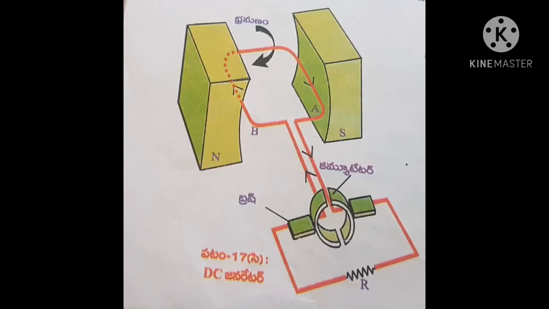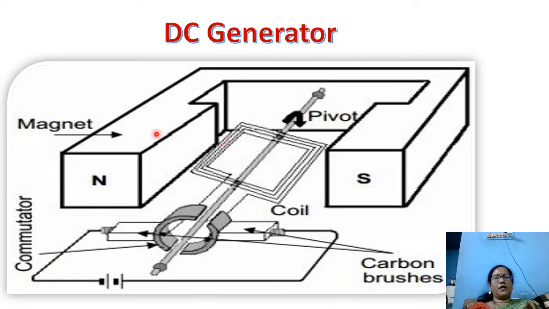See here, children, what did you notice? In generators, mechanical energy is converted into electrical energy. So this is the DC generator. North pole and south pole. This is the rectangular coil. These are the slip rings, also called the commutator.